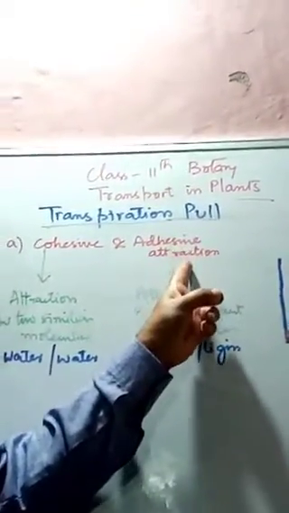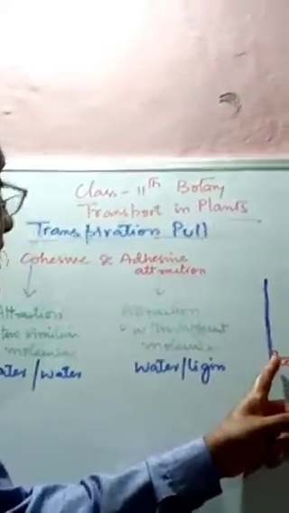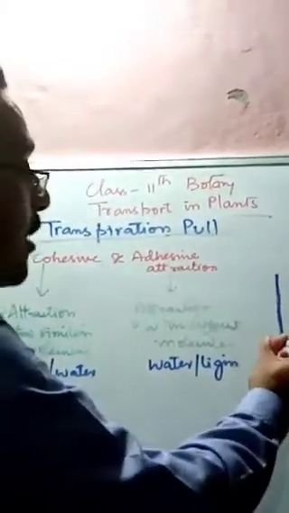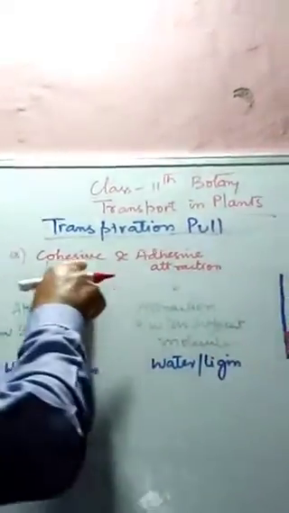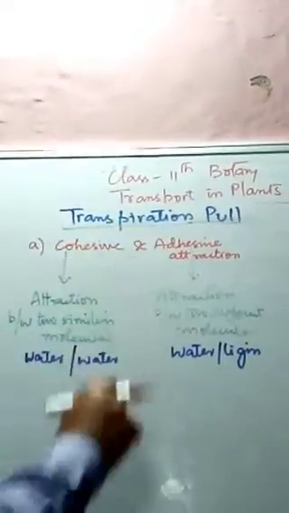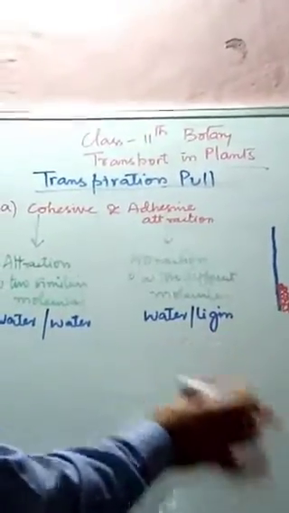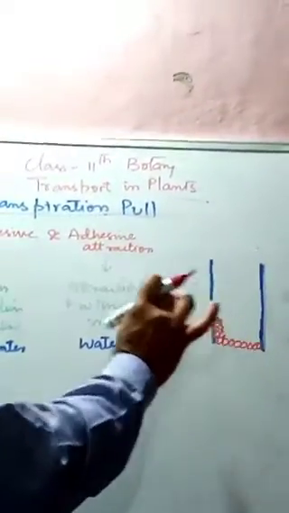That is the adhesive force, adhesive attraction. But this water molecule has the cohesive attraction with another water molecule, which it also pulls upward. In this way, water moves up a little. This is one. In transpiration pull, we see this cohesive and adhesive attraction. In the cohesive, there is the attraction between similar molecules, that is water and water. In the adhesive, there is the attraction between two different molecules, that is water and lignin.